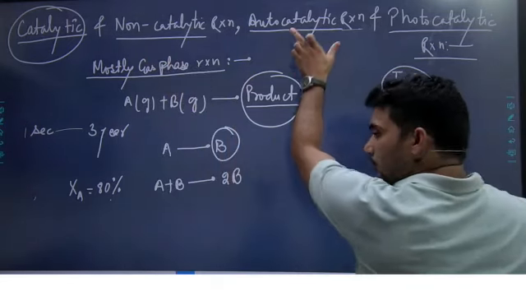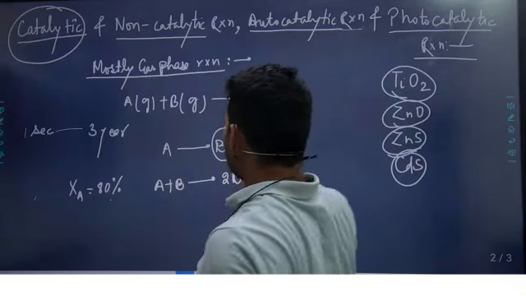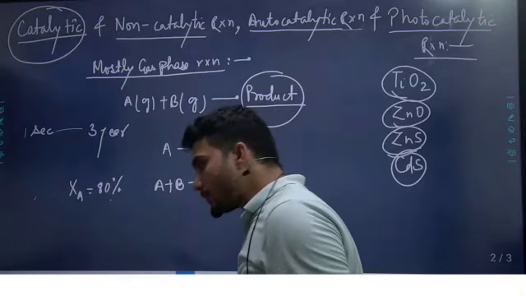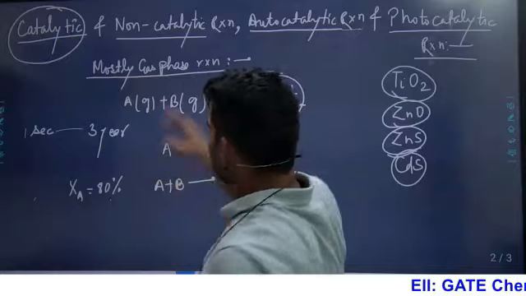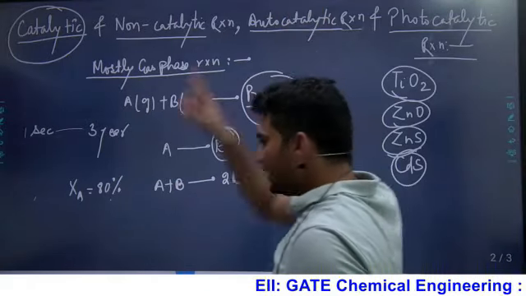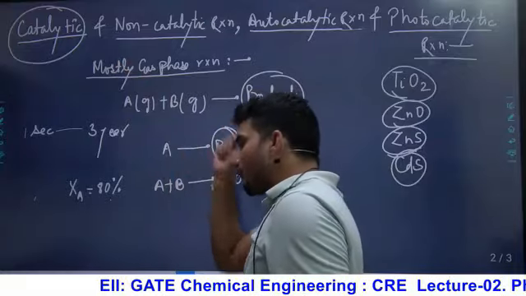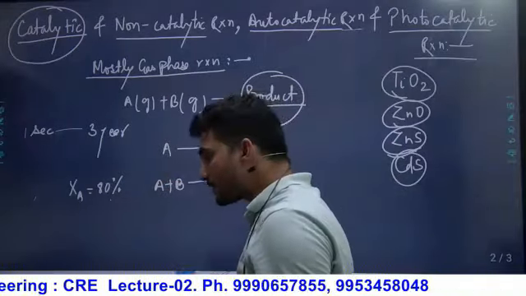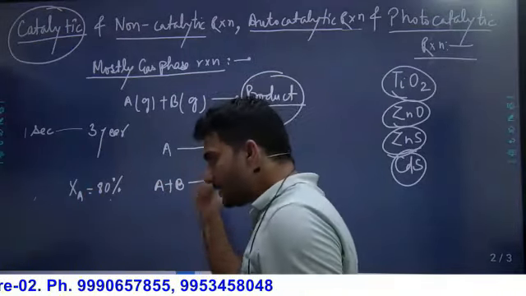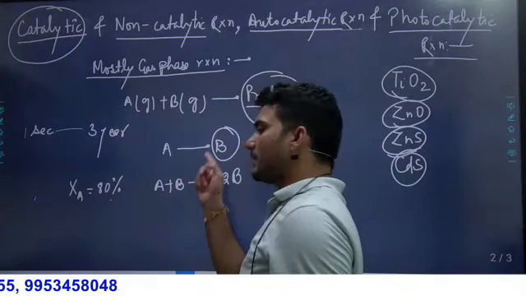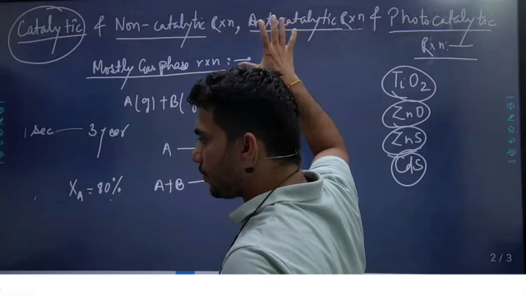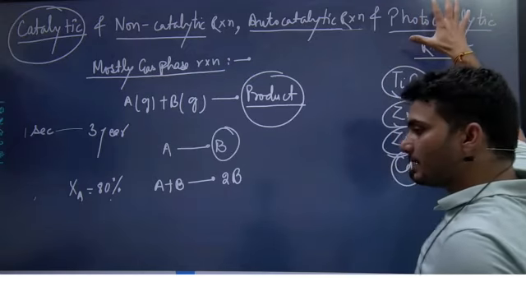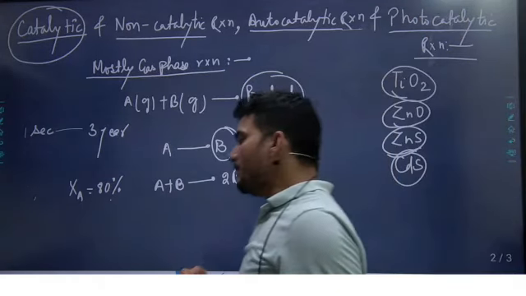Non-catalytic, I already told you. Autocatalytic: one of the products, because it is not compulsory that only one product will be formed. Among all the products, one product behaves like a catalyst. Such a reaction is called an autocatalytic reaction. In this case, one of the products behaves like a catalyst, so there is no need of a foreign substance from outside. Within the reaction itself, we find that catalyst. So such a reaction is called an autocatalytic reaction. Only product, not reactant. Photocatalytic reaction: sunlight behaves like a catalyst.